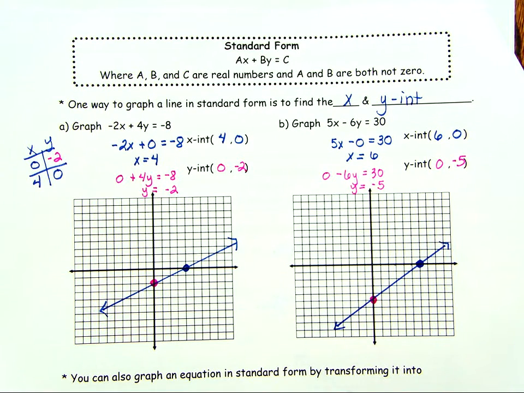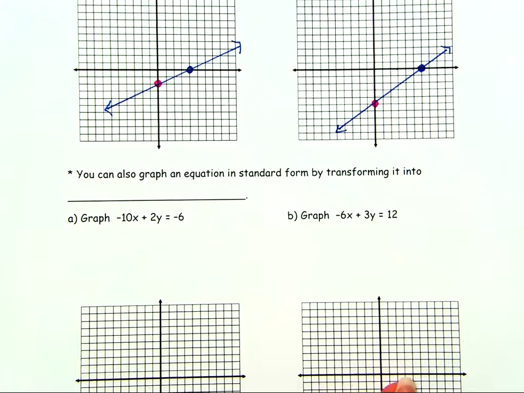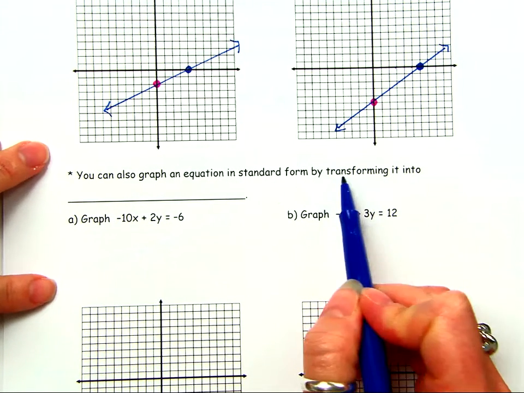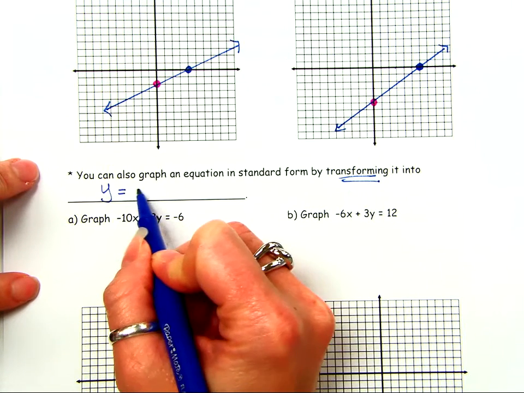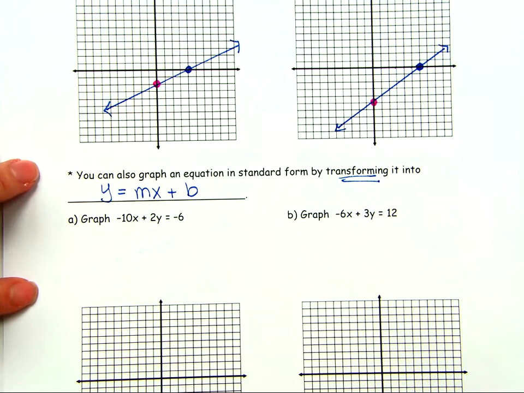Now there is another strategy when given an equation in standard form. If I don't want to find the intercepts, the other thing that I can do is transform that equation into my slope-intercept form. So I can solve for y in order to find my slope and my y-intercept.